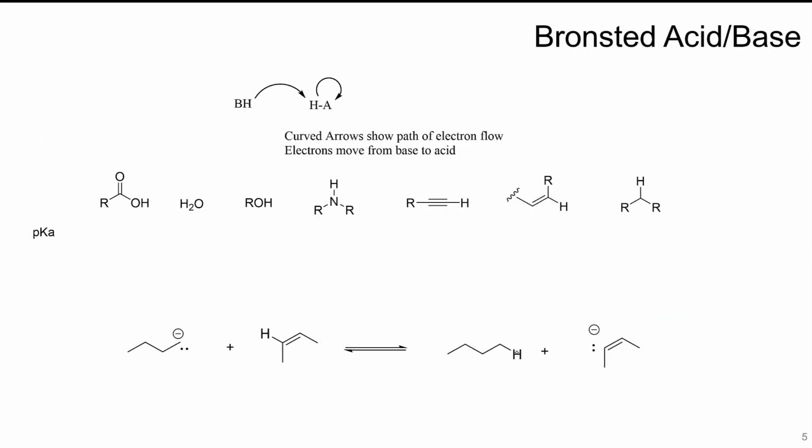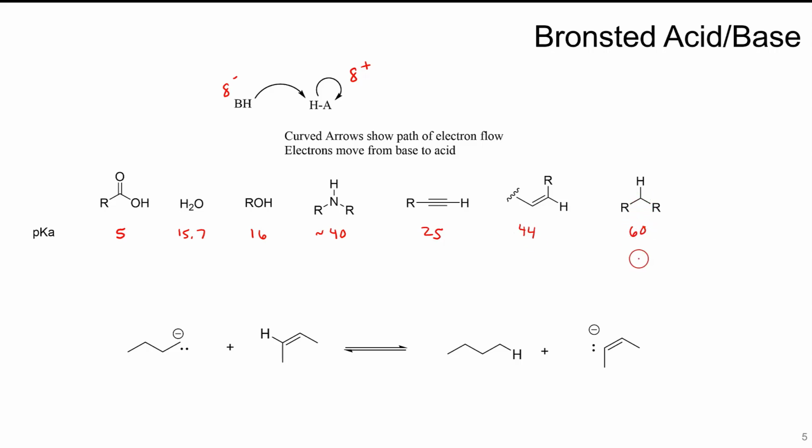And just a refresher with Bronsted acids and bases, the curved arrows with the mechanism show the path of electron flow. Electrons move from base to acid, so the base here is picking up the hydrogen. This is the partial negative, and this tends to be the partial positive in those types of arrows. So with acids and bases, acids are usually accompanied by pKa values. The pKa of a carboxylic acid is around 5. Water is 15.7, and alcohol is 16. An amine is around 40. Alkynes are 25. Alkenes are 44, and alkanes are around 60.